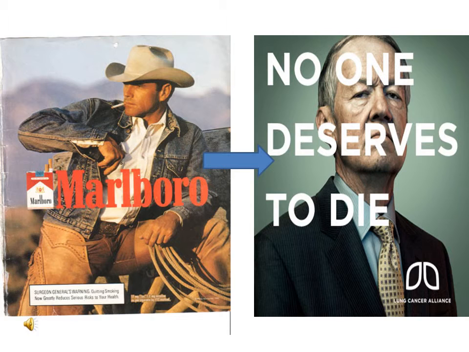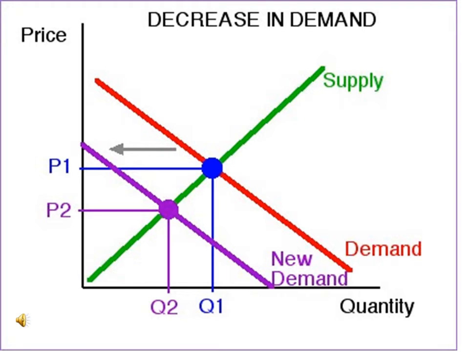Now, let's look at the demand for cigarettes over the past few decades. As TV advertisements have shifted from glorifying cigarettes to condemning their use, what has happened to the demand for them, and why? The answer is that the demand has decreased due to a decrease in taste. This is represented by a shift of the demand curve to the left, resulting in an equilibrium point with a lower price and a lower quantity.